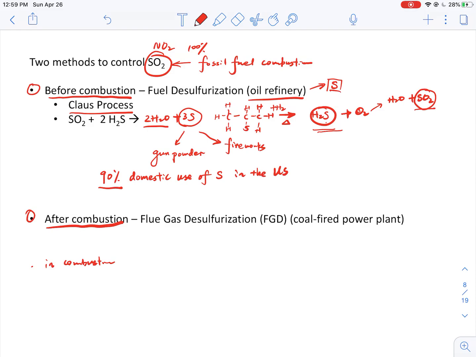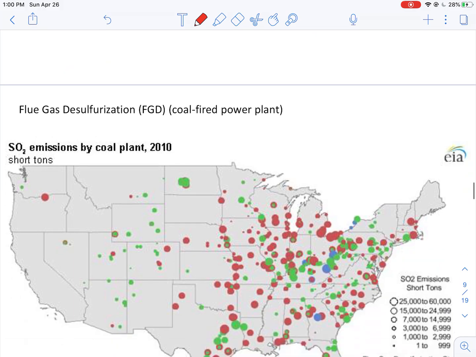And in terms of the after combustion or flue gas desulfurization, this is typically used in the coal-fired power plant. For the coal-fired power plant, the problem is that the coal is solid there. So it's not like the crude oil, which is in liquid or gas form, that you can easily apply these sulfur extraction processes to. Since the coal is small particles or small solids, if we apply the same chemical process, then it's not going to be a complete process for extracting all of this sulfur. So we have to deal with the sulfur dioxide after we go through this combustion process.